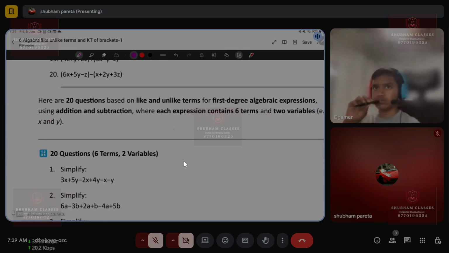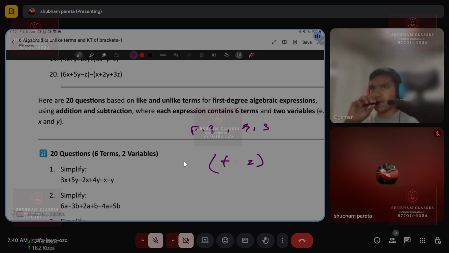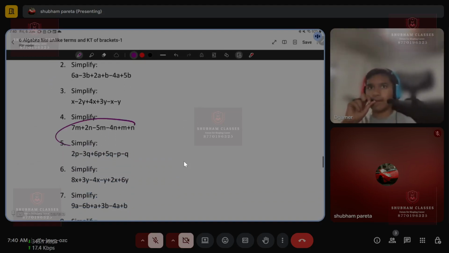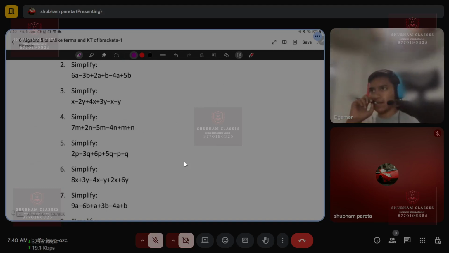Here the variables are x and y, but it is not necessarily that we always get x and y only. We may get pq, we may get rs, we may get T, Z, whatever it may be. There is no issue with the letters. It may be two variables, three variables, six variables, n variables, etc. But the concept will remain the same. You can see mn is also there, here pq is there. Like that, so there is no issue.